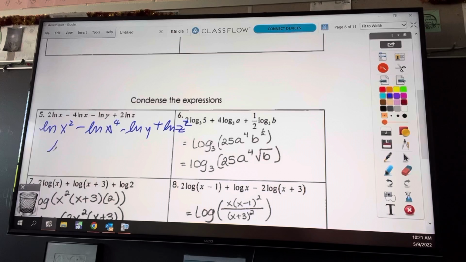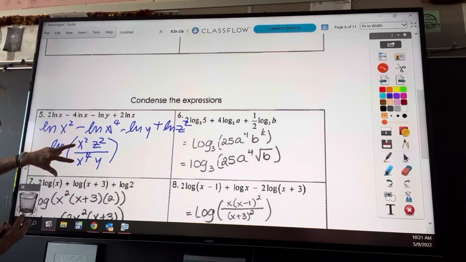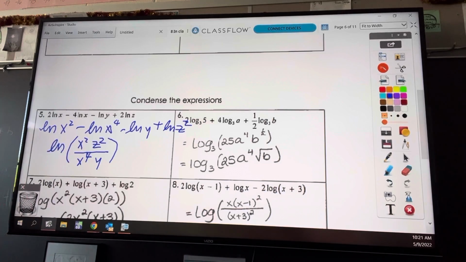So natural log, in the numerator we've got our positives, x squared and z squared. In the denominator we've got our negatives, which are x to the 4th and y. Now, we're almost finished, but in the numerator and the denominator we have x squared and x to the 4th. Do you guys remember how to simplify that from Algebra 2? I'm going to go with no.